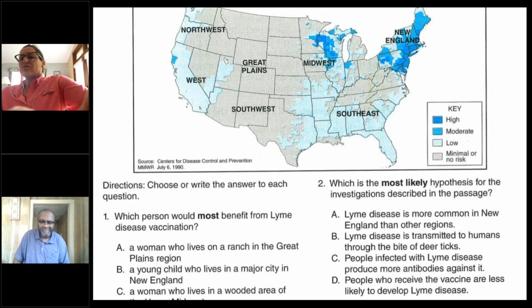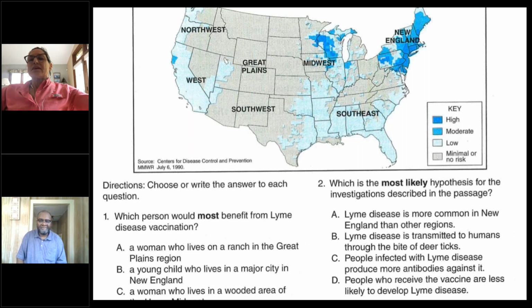How about people infected with Lyme disease produce more antibodies against it? I don't see anything about that. How about people who receive the vaccine are less likely to develop Lyme disease? Is that shown in this map? No. They're studying where it's most common. So the hypothesis would be that Lyme disease is more common in New England than other regions.